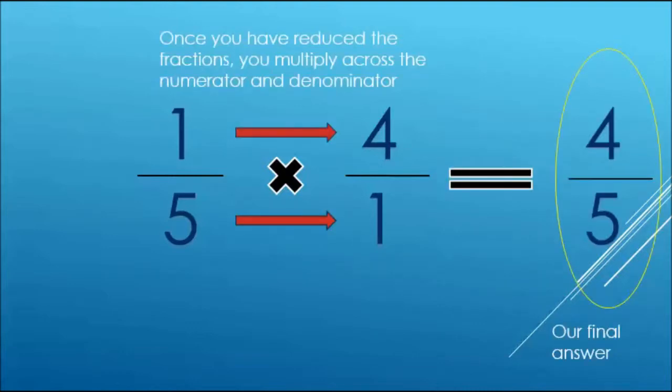Once we have reduced the fraction as much as possible, we multiply across the numerator and the denominator, symbolized here by the red arrows. So if we multiply 1 by 4, our answer is 4. If we multiply 5 by 1, our answer is 5. So our final answer is 4/5.